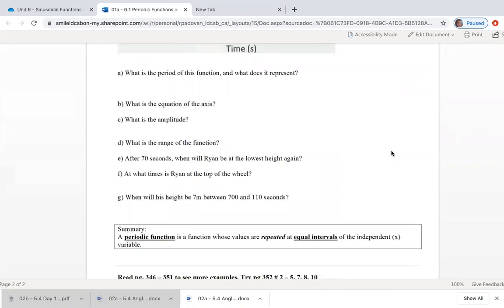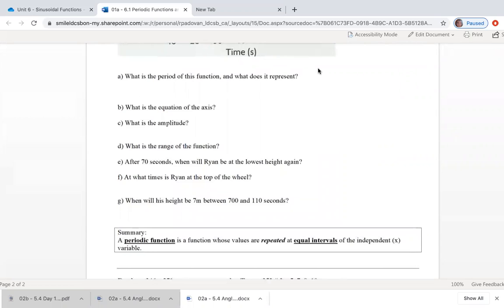So when will his height be 7 meters between 70 seconds and 110 seconds? At 70 seconds, remember we said we would add 10 seconds to that, and it would be at 80 seconds. And then from the 80-second mark, remember it was 20 seconds away in the previous period we looked at. So that would also be at 100 seconds. Or you could have written down 70 seconds plus 30 seconds and still had your answer of 100 seconds.